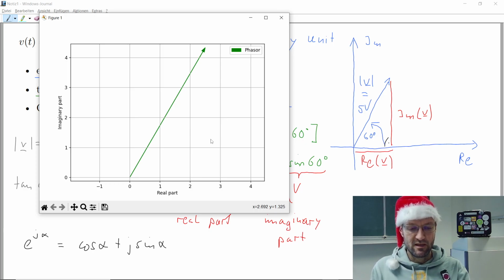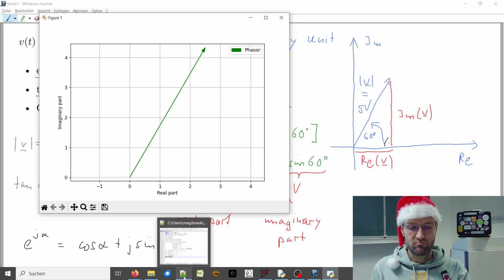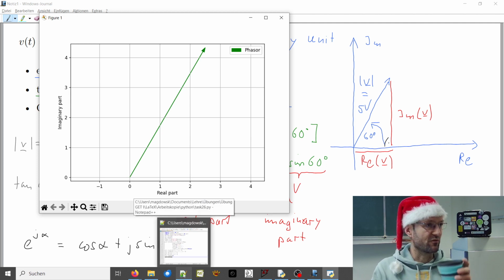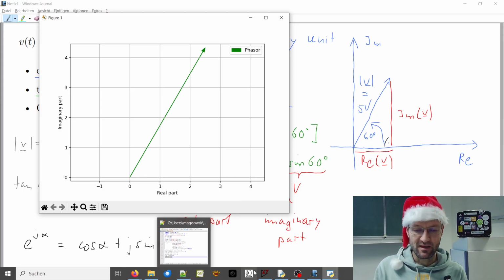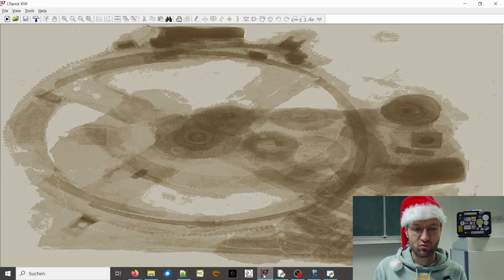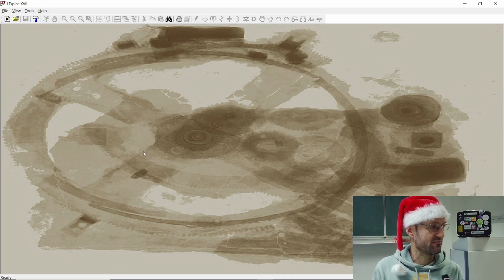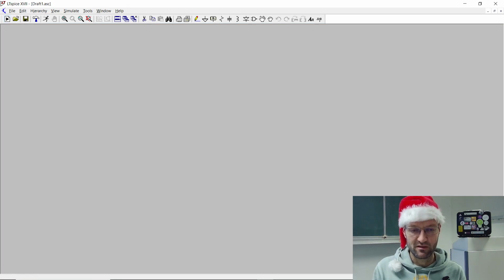Okay, then which questions do you have so far? Then what we can also try is to also solve this task in LTspice. So I've opened up LTspice. I will open up a new schematic, and now I want to have a voltage. So how do I get a voltage? Which component will give me a voltage?